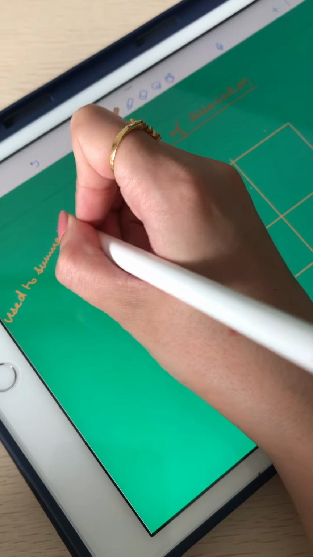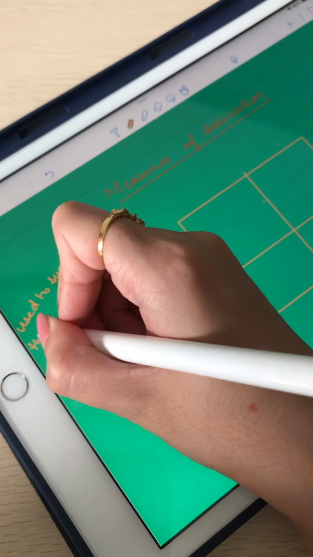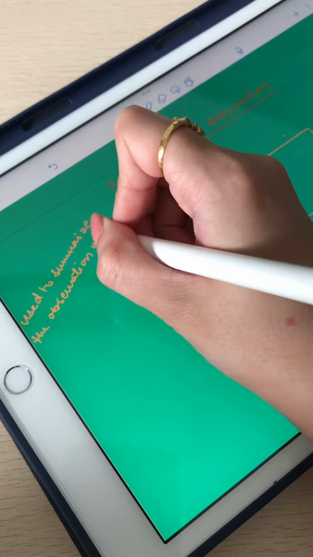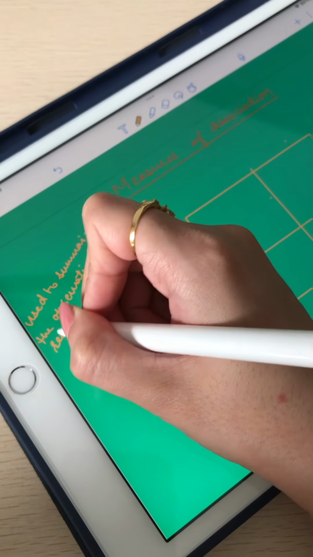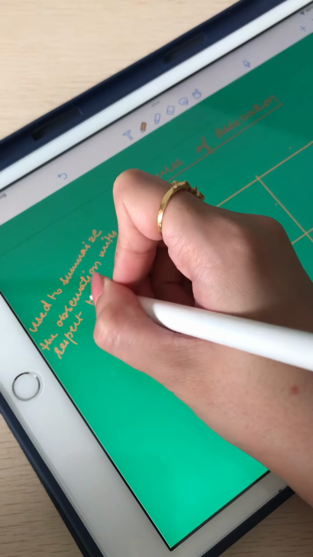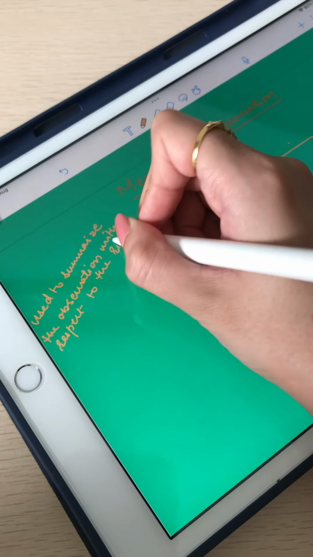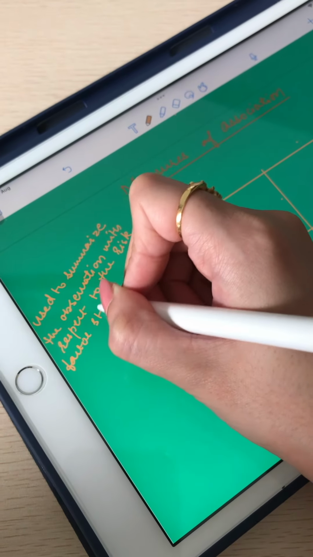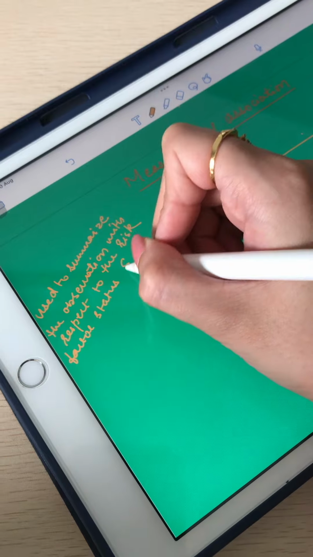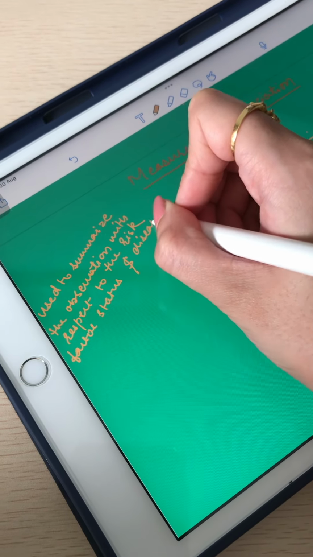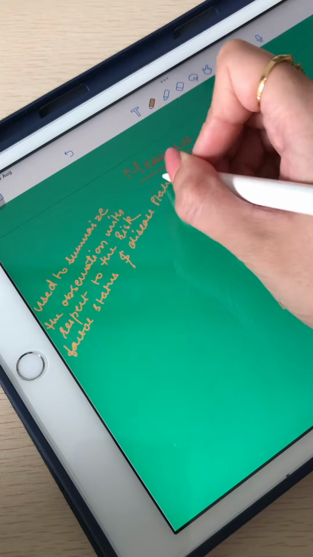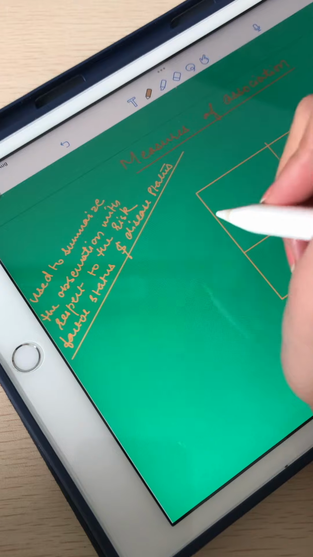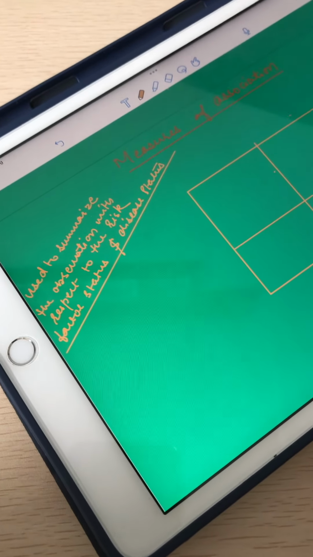summarize the observation with respect to the risk factor status and disease status. Okay, so this is measure of association.